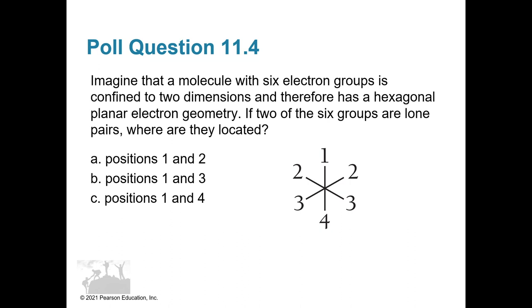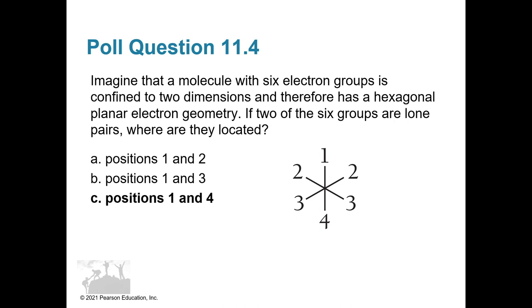Let's review a bit. So imagine that you have a molecule with six electron groups. So it looks like it has a hexagonal planar electron geometry. If two of the six groups are lone pairs, where would these lone pairs be located? Okay, so pause the video, take a look at the image that's given to you and your answer choices. Reason everything out. When you're ready for the answer, click play.